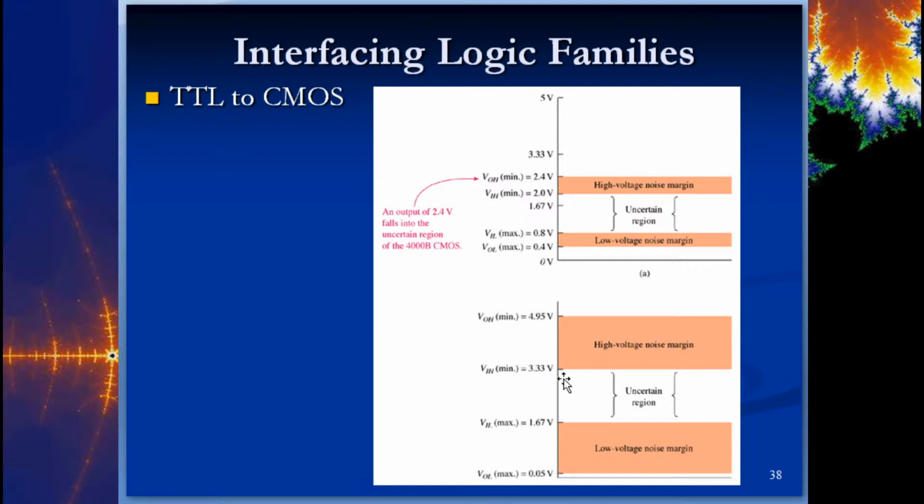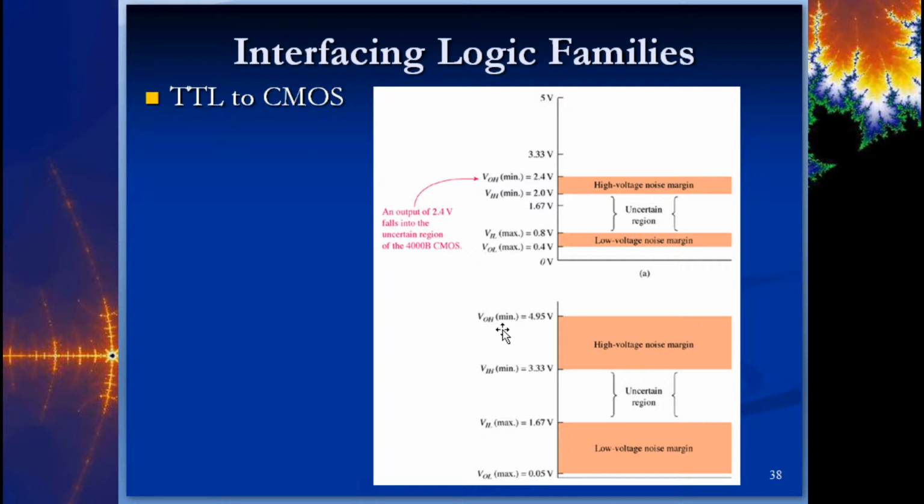It's 3.33. So that means that if I have a 2.5 volt out here, it's not going to recognize it, or it may or may not. It's in the uncertain region, right? That's kind of that floating region. If it doesn't meet that 3.33 volt threshold, it's not going to accept it as a 1 or a high. So you've got an error there.